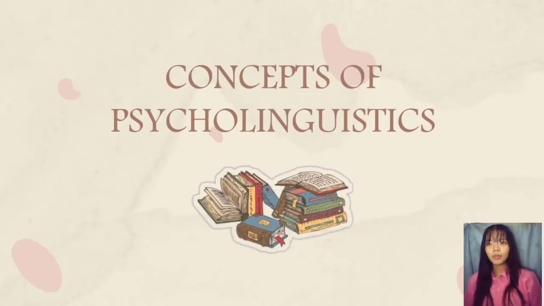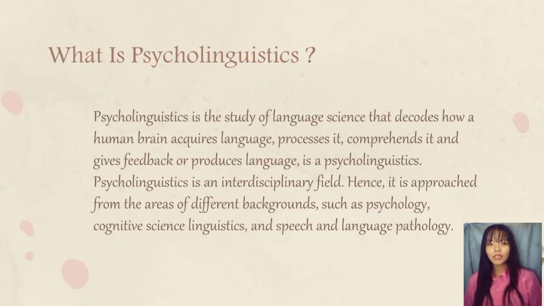Okay, first I will present the concept of psycholinguistics. What is psycholinguistics? Psycholinguistics is the study of language science that decodes how a human brain acquires language, processes it, comprehends it, and gives feedback or produces language.